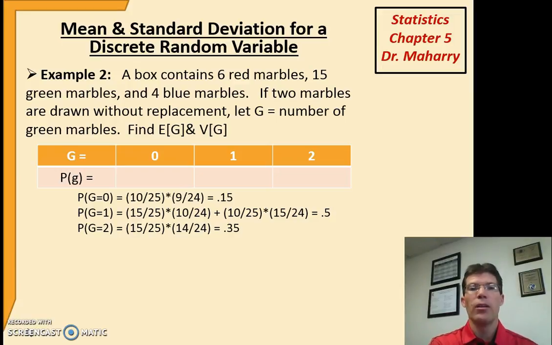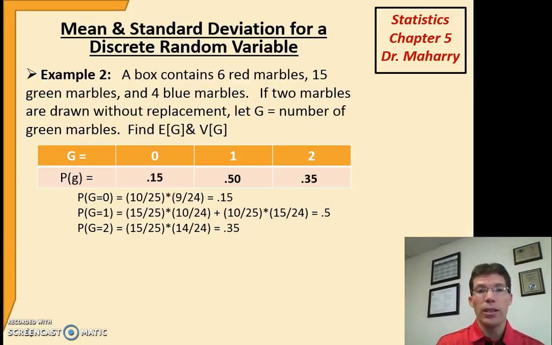Similarly, G equals 1, I could draw a green one and then something else, or I could draw something else and then a green one. And G equals 2 is the probability both of them are green. So 15 of 25 would be the probability the first one I draw is green. Assuming the first one is green, now there's only 14 green ones left out of 24. So here I get my probabilities, and notice if I add these probabilities up, they total 1. In a probability distribution, the probabilities should total to 1.